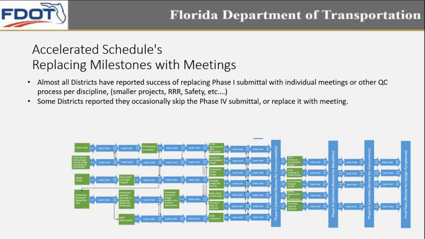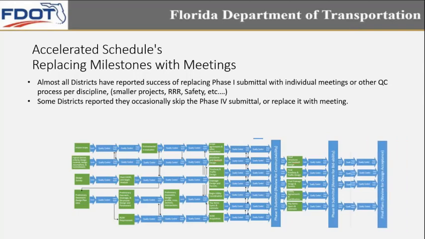But some districts have also reported to us that they occasionally skip the Phase 4 submittal and replace it with a meeting. Obviously you can see how that benefits the target, as the department is always looking for ways to accelerate schedules. This is one of the strategies a lot of districts have reported they do in different ways, and have mastered how to still maintain quality by doing this.